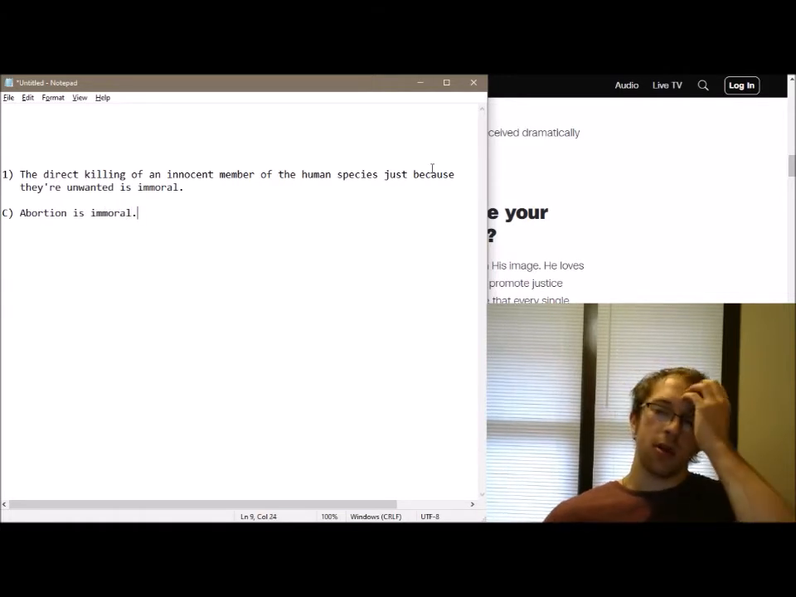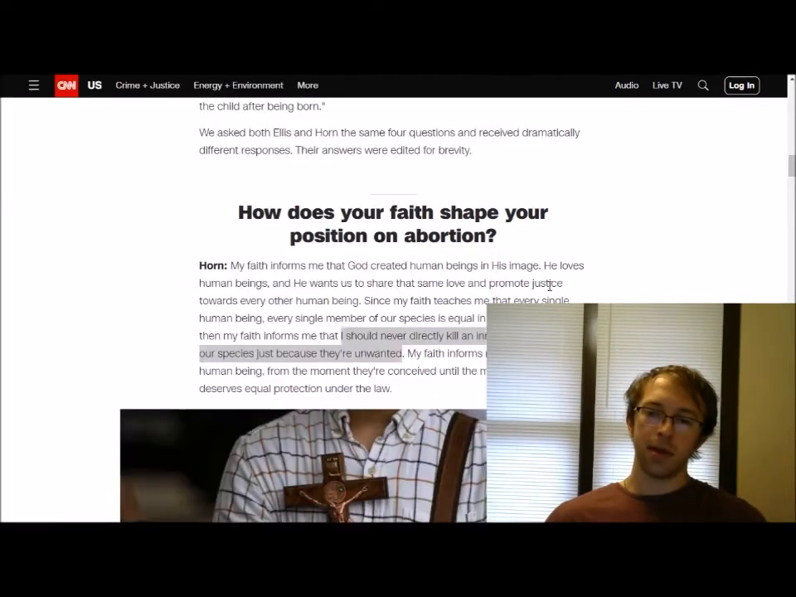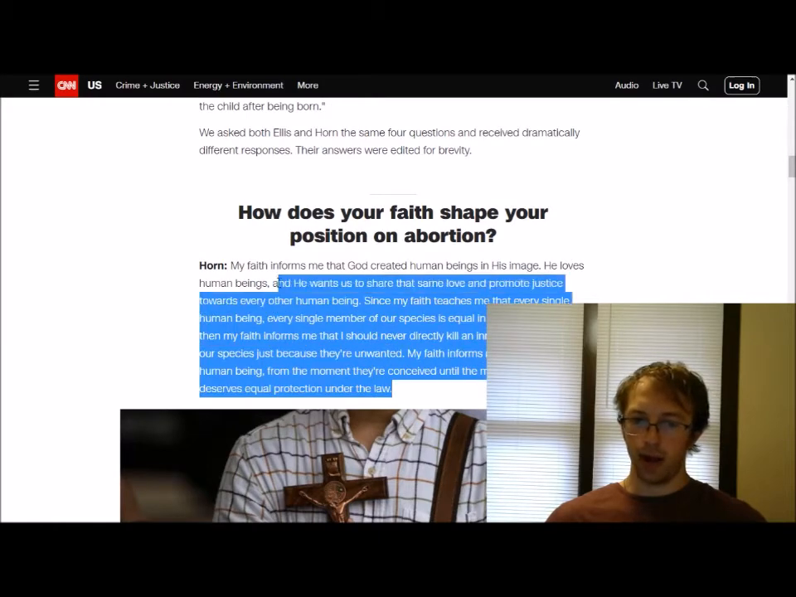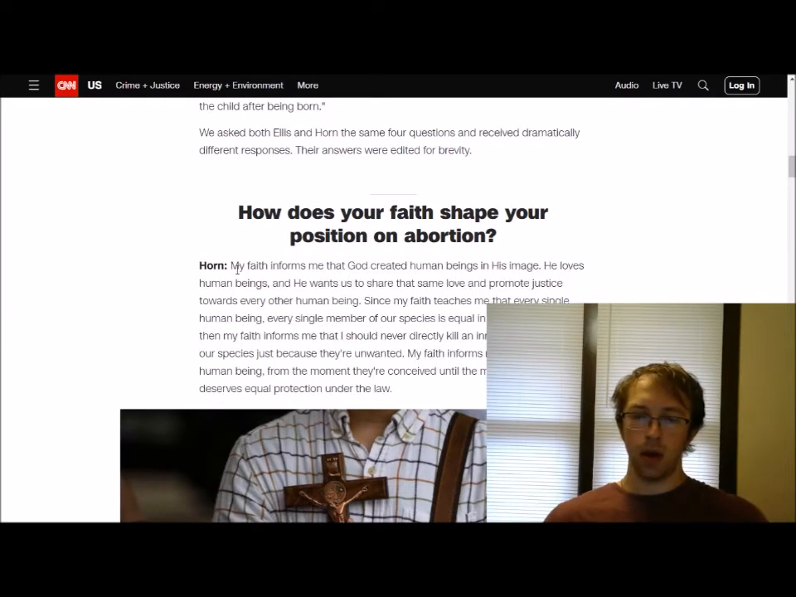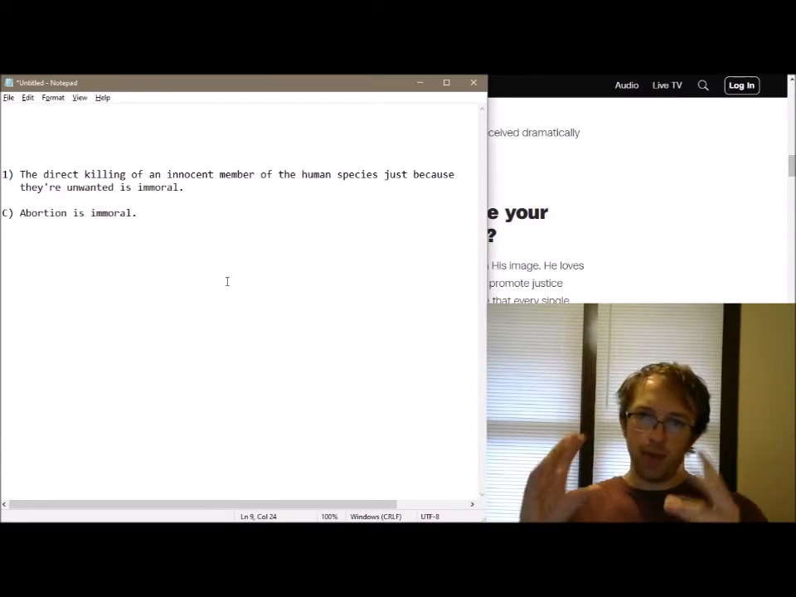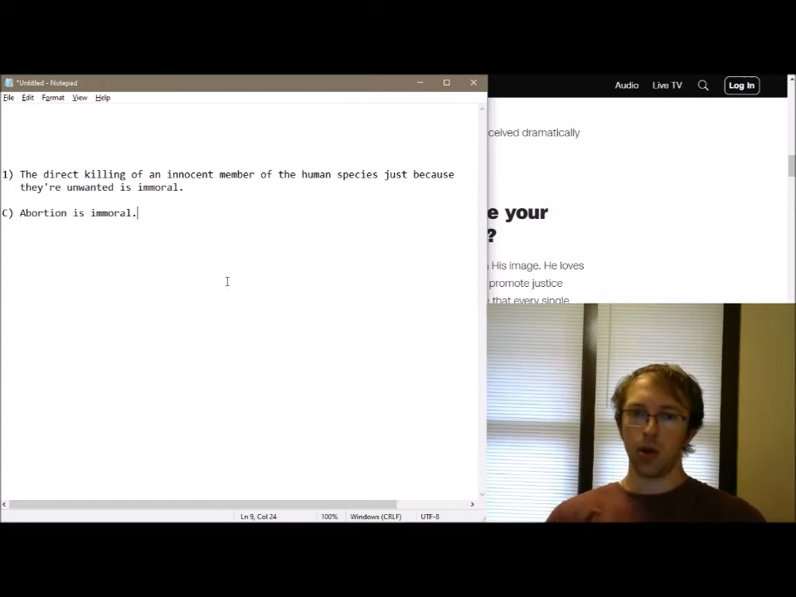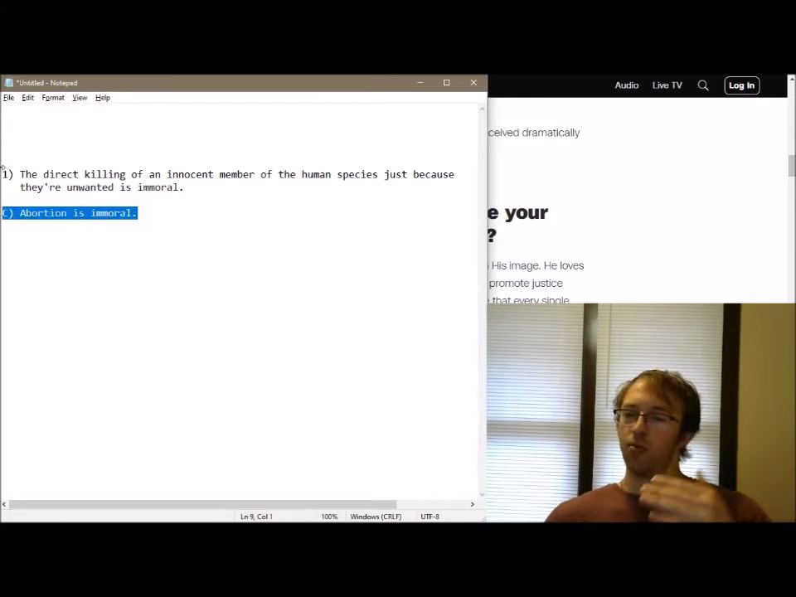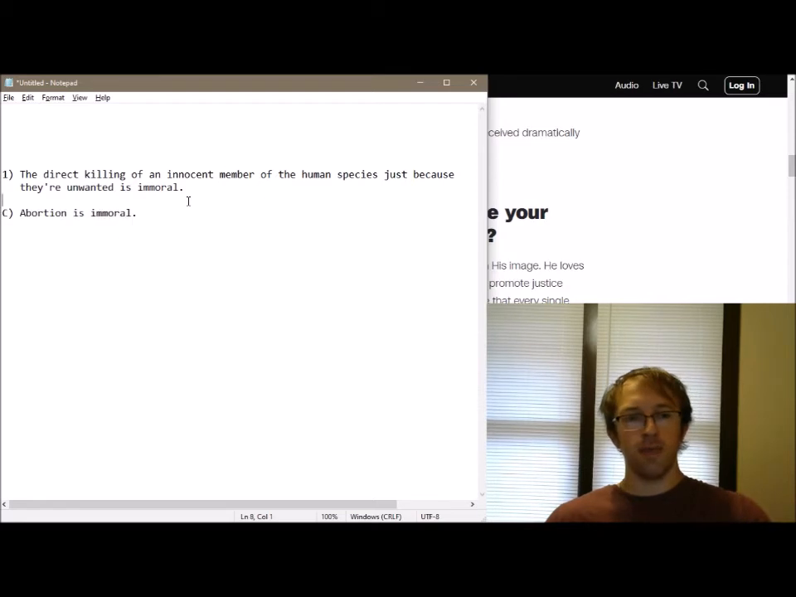See, sometimes with arguments, actually, the main things can be implied or not so explicitly stated. So almost with anything, you have to assess assumptions. The point of premise-conclusion arguments is you want to minimize the amount of assumptions that are made. You want your argument to be as clear as it could be so that it can't be misinterpreted. You want to reduce the amount of interpretations that it can bear, okay? So I would say the conclusion is abortion is immoral. That's what he's arguing for in this article.